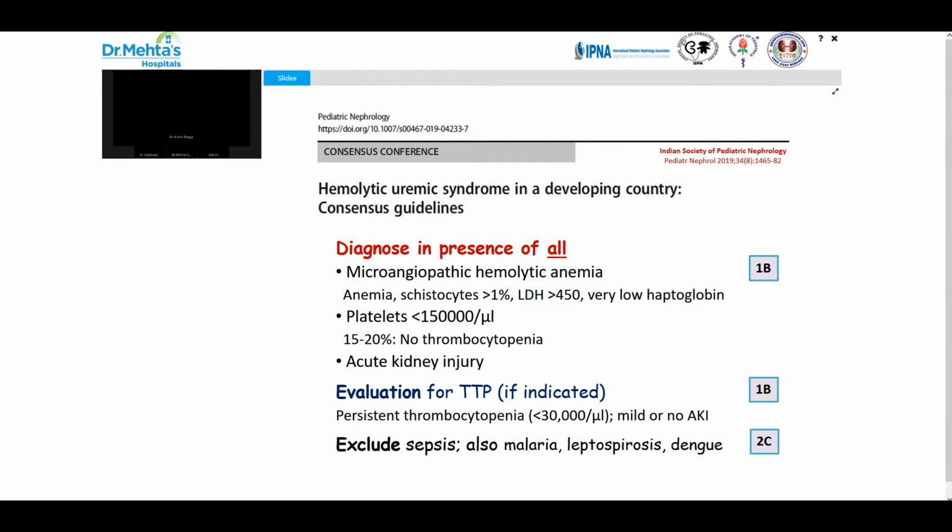In settings like ours, we should always be excluding sepsis, also screening for malaria, leptospirosis, as well as dengue. Now, all these things could mimic HUS in a major way. And they could also precipitate HUS. But be careful diagnosing HUS in the presence of sepsis. You can get a disseminated intravascular coagulation and all the features of thrombotic microangiopathy. So I would never diagnose HUS in somebody who has overt bacterial sepsis, except perhaps in a setting of pneumococcal HUS.